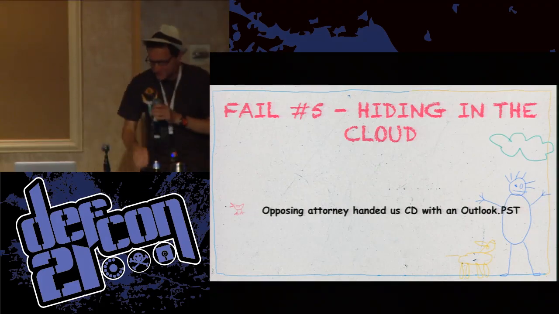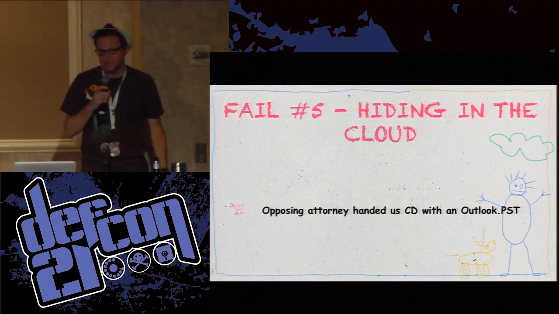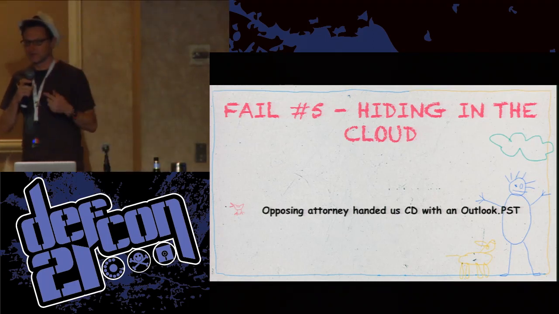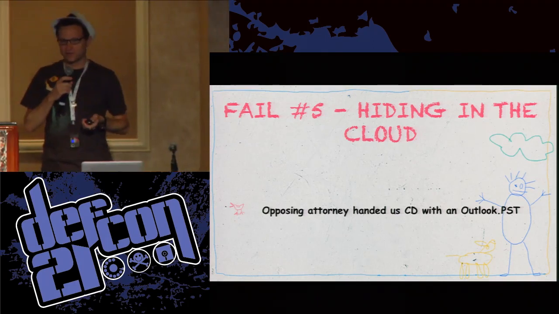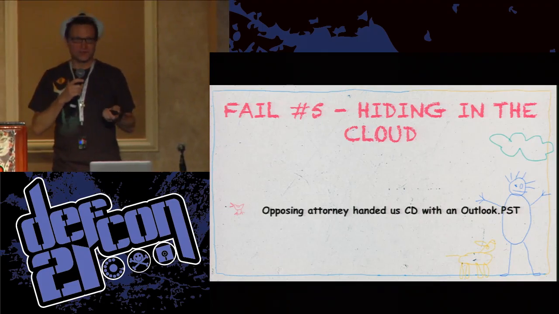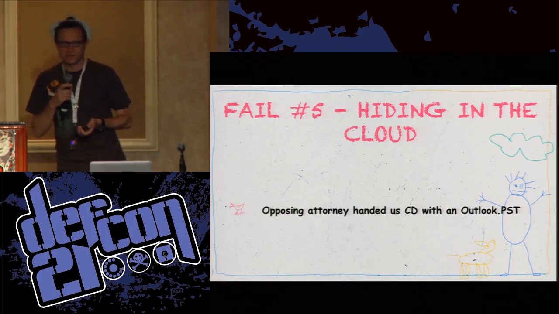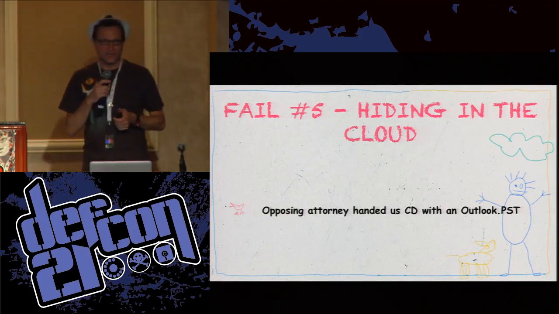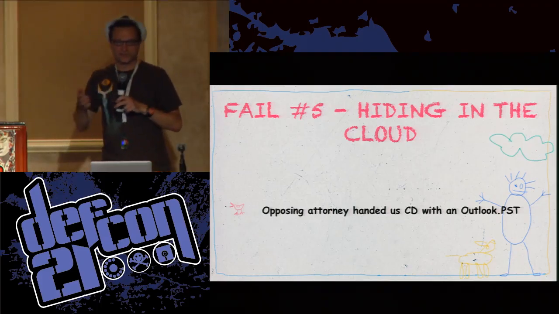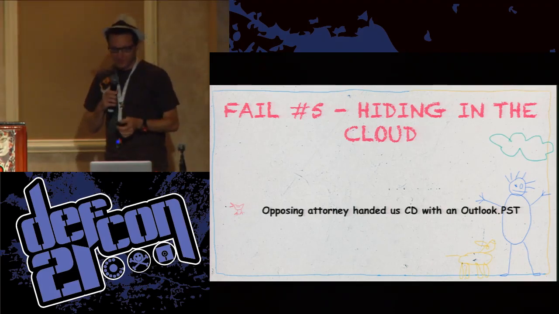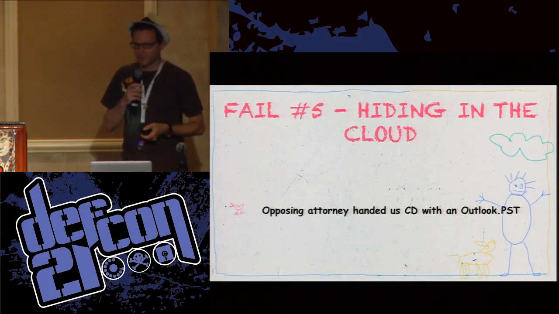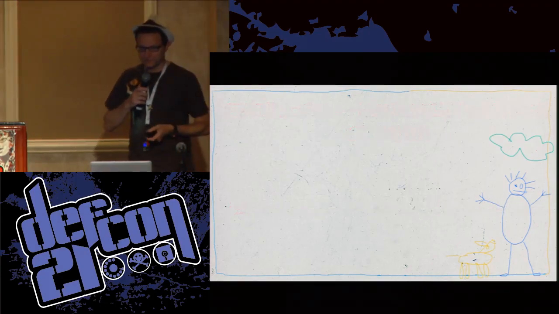Good answer. All right, so the second part of the case: the opposing attorney, the guy representing the thief, handed us a CD with an Outlook PST on it, and this is part of the discovery process. Discovery is a legal term in litigation where both sides exchange evidence, and in fact they're compelled to exchange evidence through the rules of the court. So he gives us a CD, and it's got an Outlook PST on it.